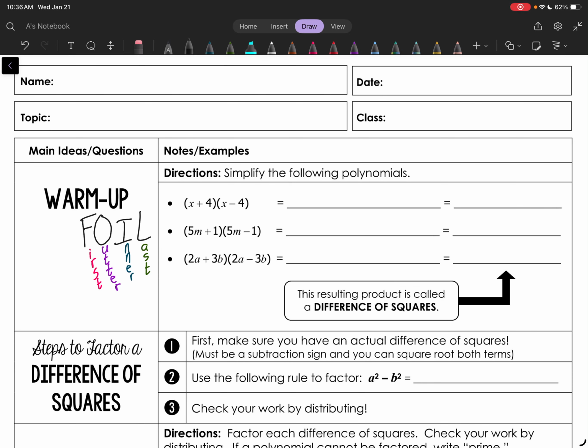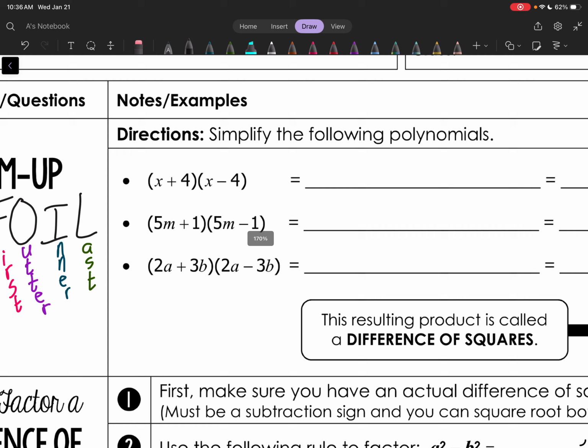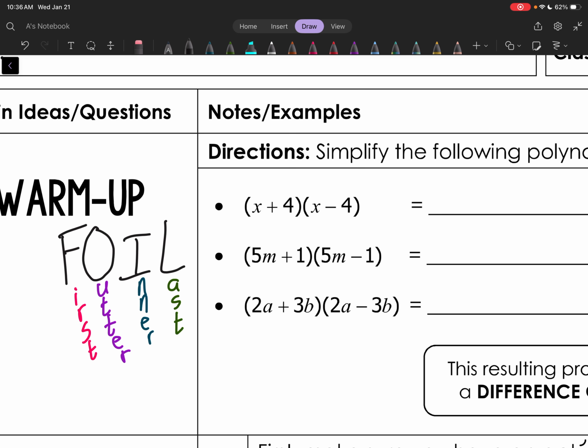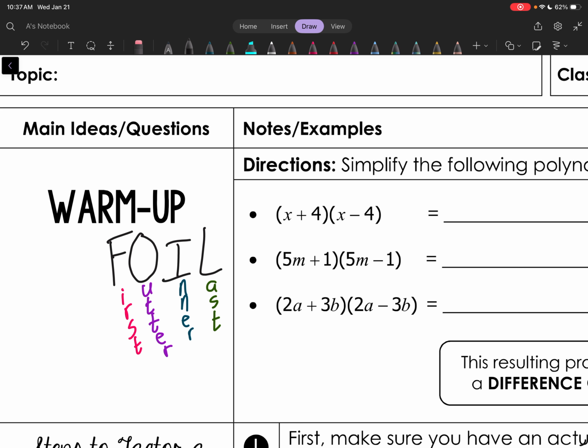Good day. Today we're looking at difference of perfect squares. The key word in this is difference. This only works for subtracting perfect squares. Now, to give you a warm-up into this, we're going to be foiling these sets of expressions.